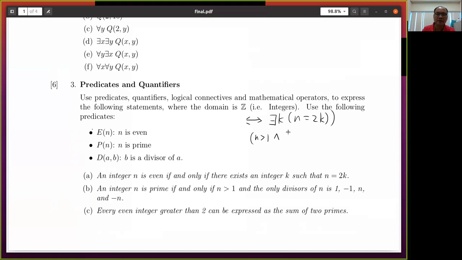We say, if you give me any divisor d, then d is a divisor of n if and only if d is equal to 1 or d is equal to minus 1 or d is equal to n or d is equal to negative n. So now I have to close all my brackets.